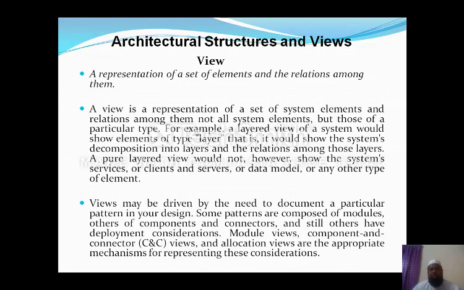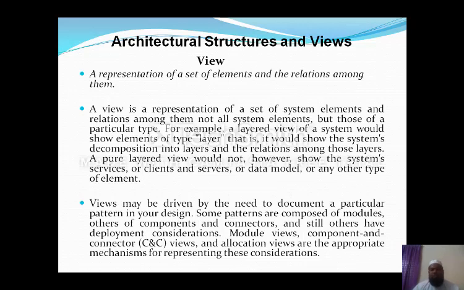Do remember this. Views may be driven by a need to document a particular pattern in your design. Whatever the design you are going to be considering, that view is going to document a particular pattern. What you are going to write for a particular pattern, the documentation will be stored in the views in your design. Some patterns are composed of modules, others of components and connectors, and still others have deployment considerations.